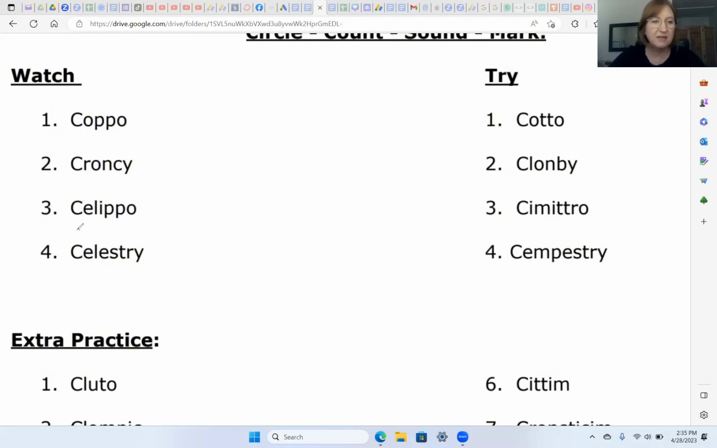We have a soft C because of that E after it. E, I, and Y are the magic letters. They make the C make its soft sound. FYI, they also make the G make its soft sound, which you're going to learn next lesson. It's the same rule for C and G. They both have a hard and soft sound, and the sound is determined by these three letters being right after it.